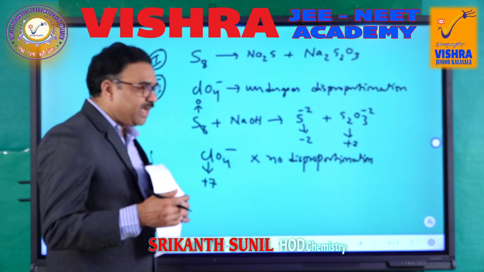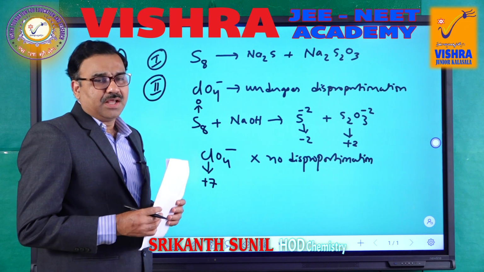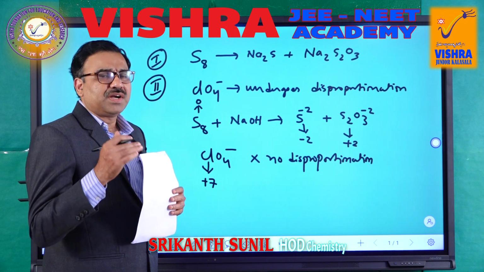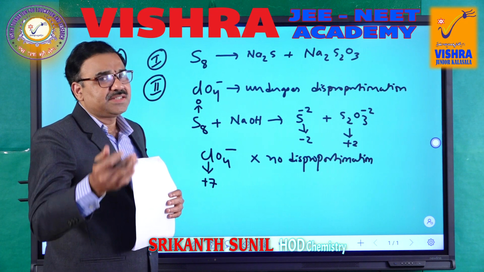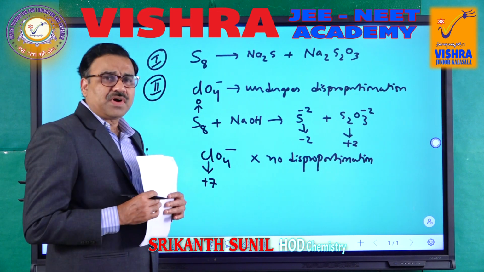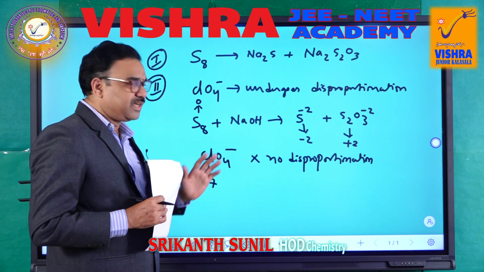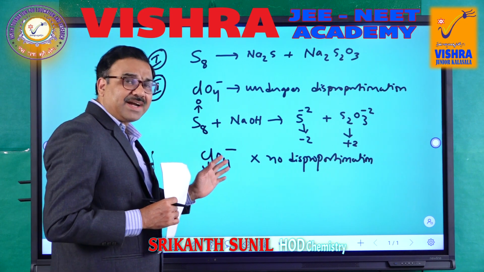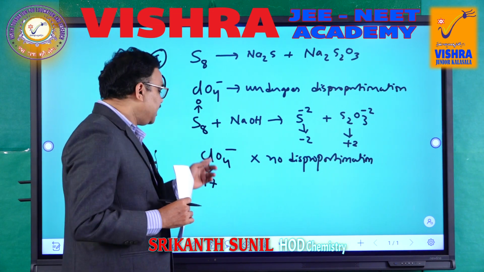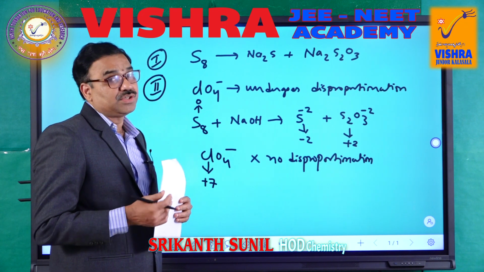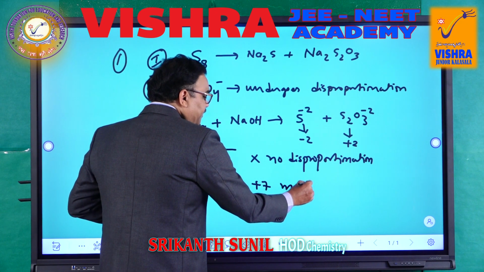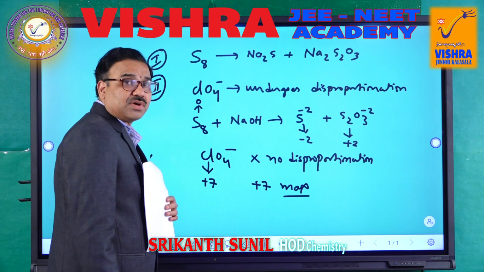So now let us see why this ClO4 minus perchlorate ion cannot undergo disproportionation. For disproportionation it should increase its oxidation state and it should also decrease its oxidation state. Decrease of oxidation state is possible, so it can act as an oxidizing agent, but when it has to act as a reducing agent, it has to increase its oxidation state, which is not possible. Chlorine's maximum oxidation state is +7, so it cannot increase its oxidation state.